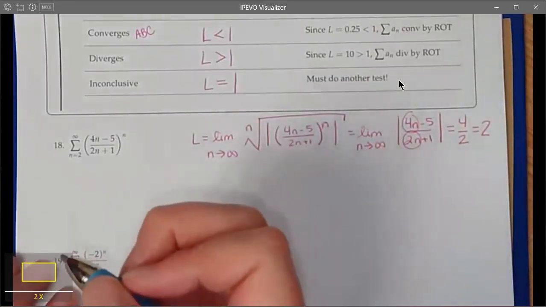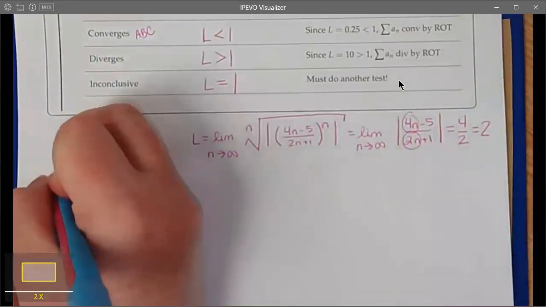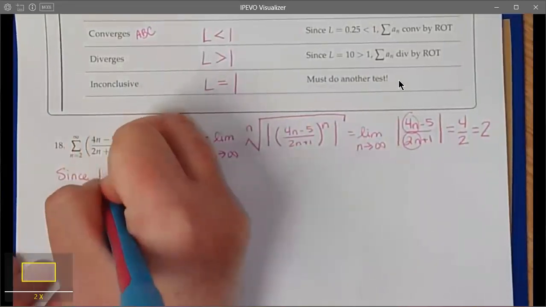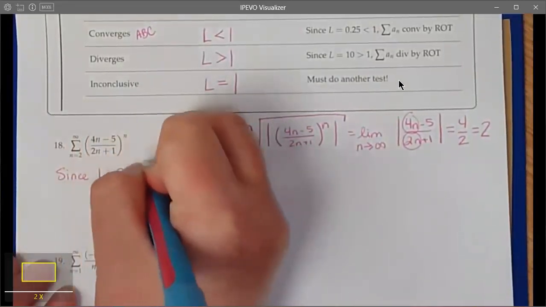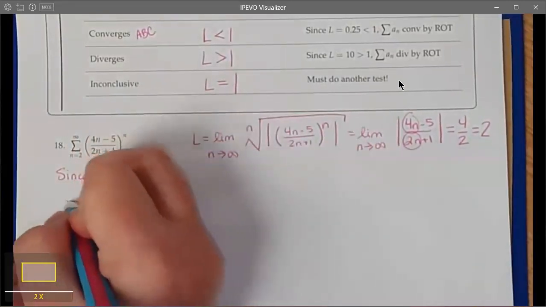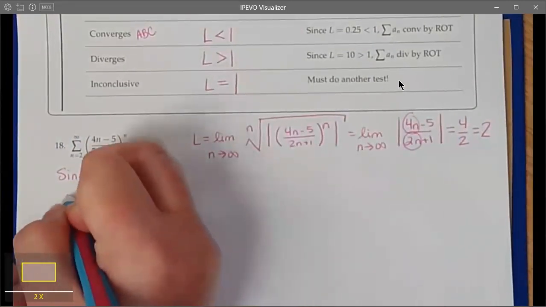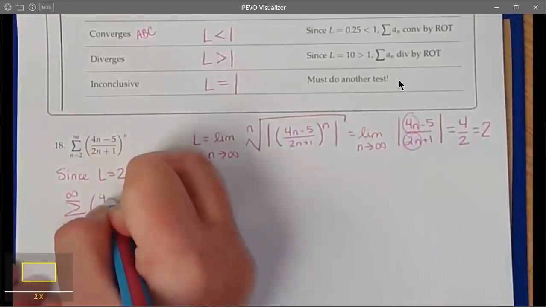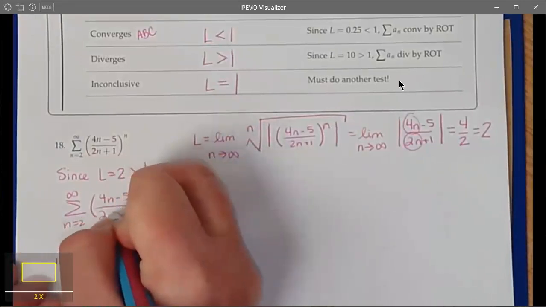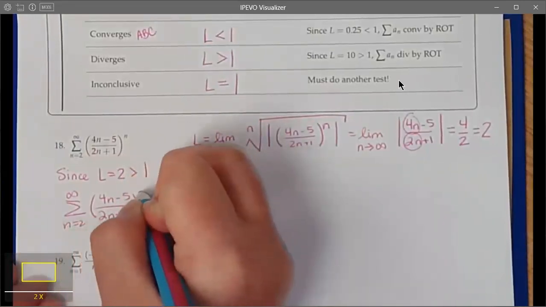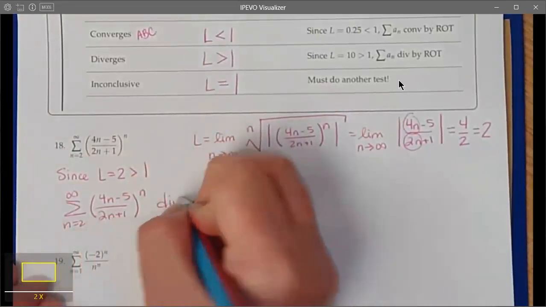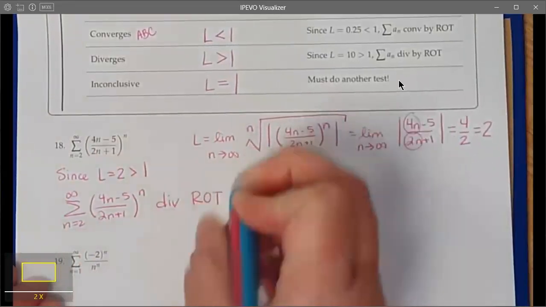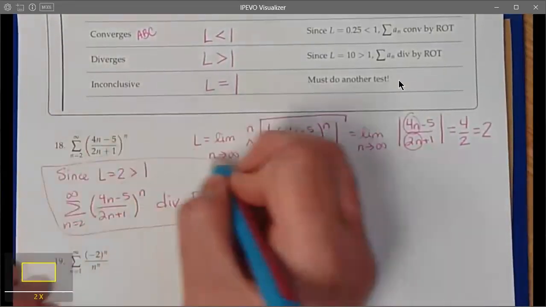And I'm ready to write my conclusion. So since L is equal to 2, which is greater than 1, my series n equals 2 to infinity of (4n minus 5) over (2n plus 1), all raised to the nth, diverges by ROT for the root test. So there is our conclusion statement.